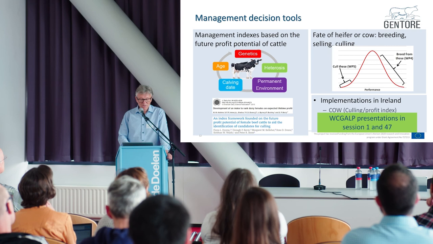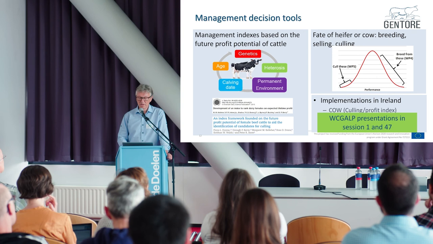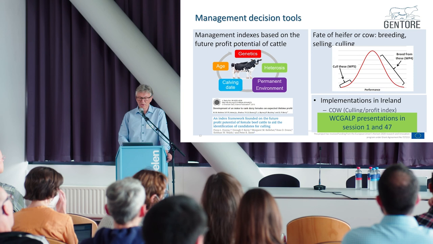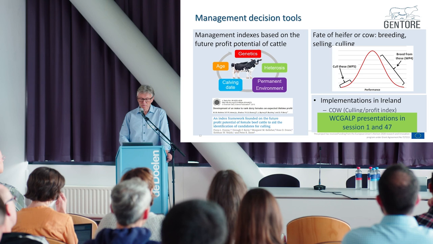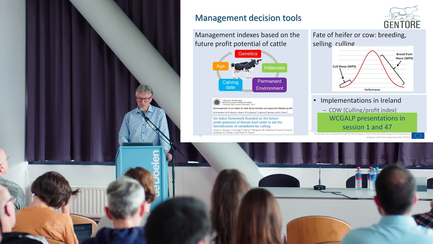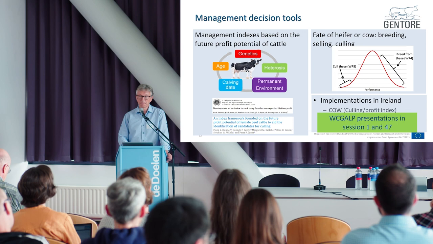Management tools. Donna is not here, but the thing is to look at now not only the genetics but all the information you have on the cows, and basically give tools to decide the fate of the cow. Should it be bred? Should it be culled? Should it be sold? And in particular, I have worked with two management indices, one for the cow to decide the fate of the cow in this context, and another one to set the value for beef as a selling.